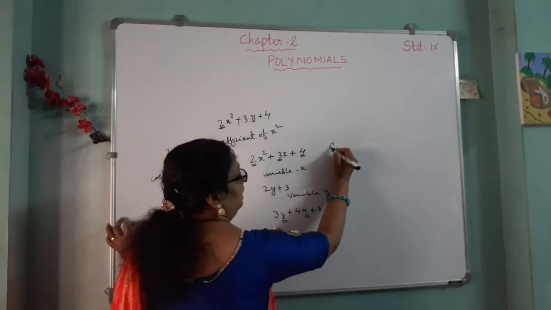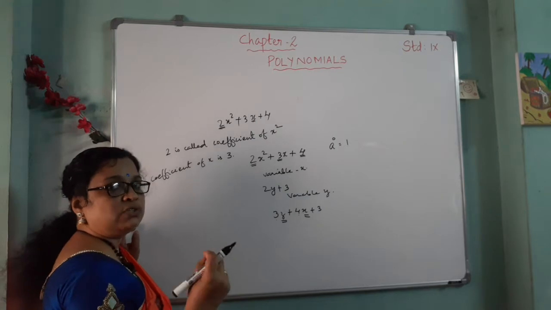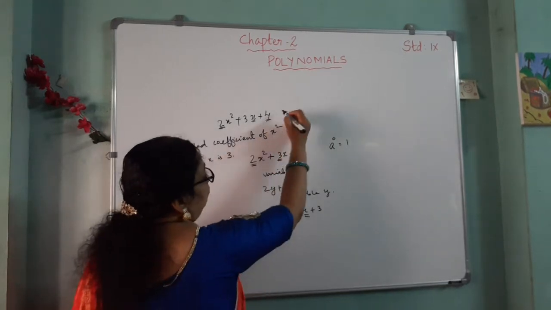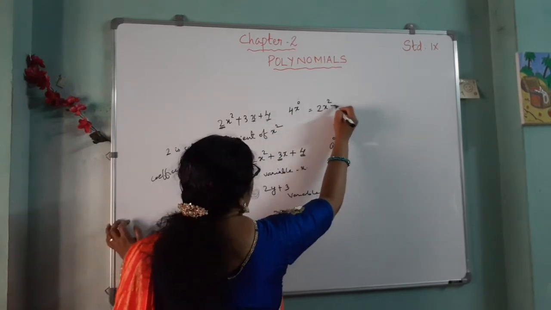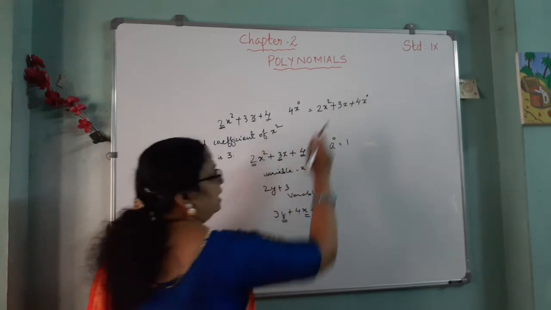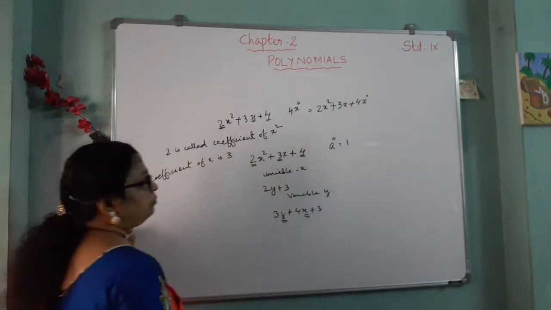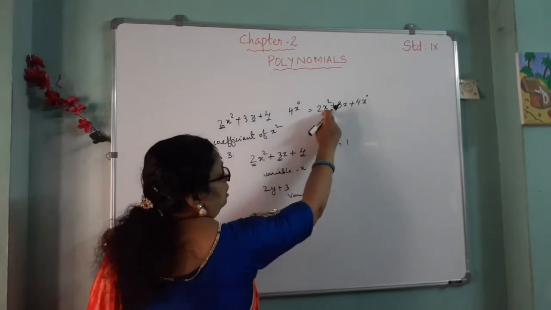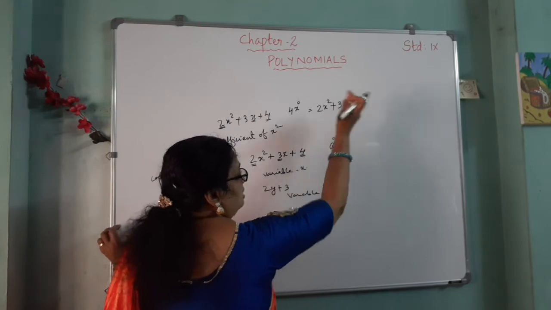Then we know that a raised to 0 is equal to 1. So any number raised to 0 is 1. So 4, we can write as 4 into x raised to 0. This can be written as 2x square plus 3x plus 4 x raised to 0. x raised to 0 is 1, so we can simply write plus 4. Then 2 is the coefficient of x square, 3 is the coefficient of x, then 4 is the constant.